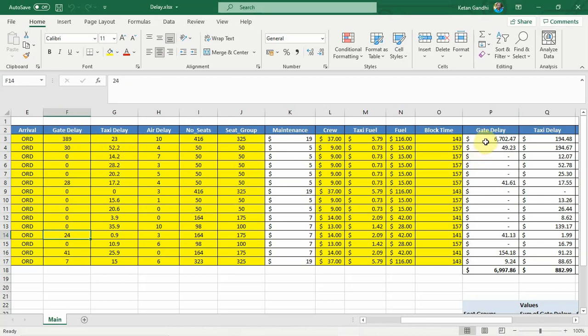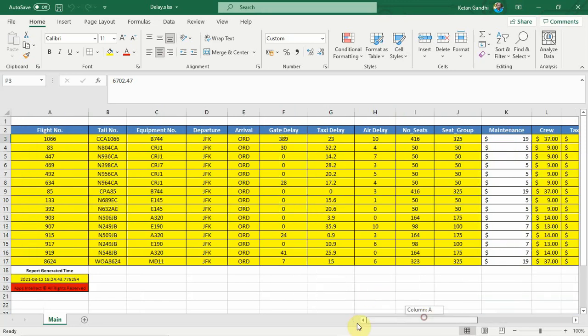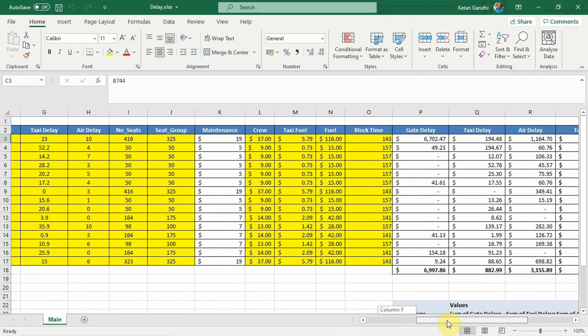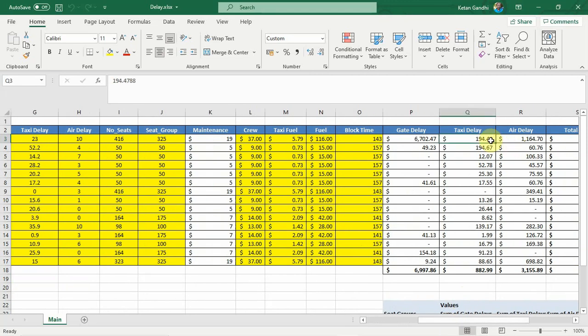So what was the cost for the gate delay? It came up to 67,200 or 247. So this was the cost of the gate delay for this particular flight, the tail number, the Boeing 744, that's a big aircraft. So this was the delay cost that the gate delay caused them. And what was the taxi delay?